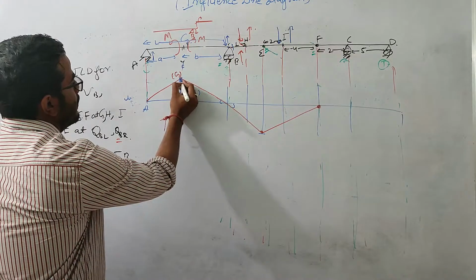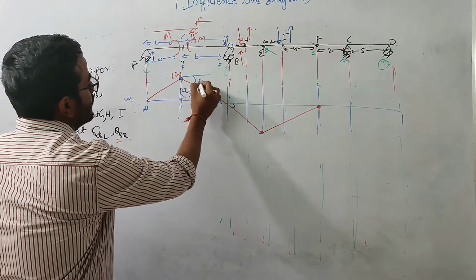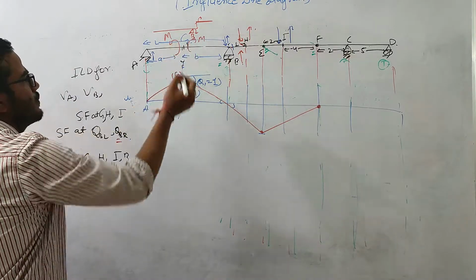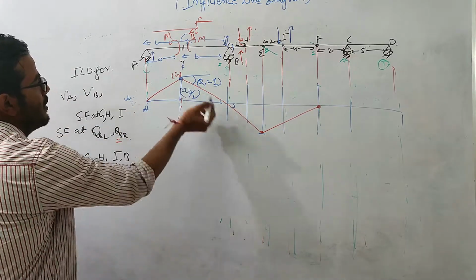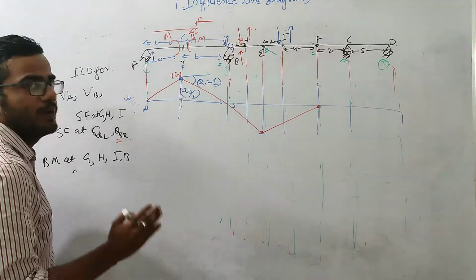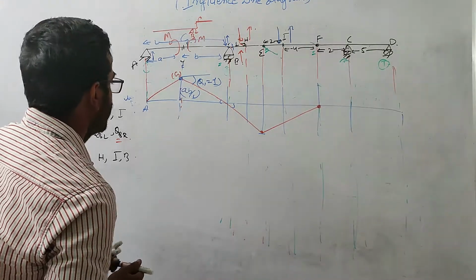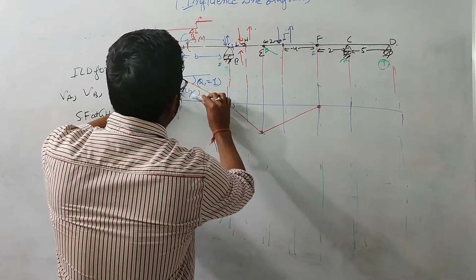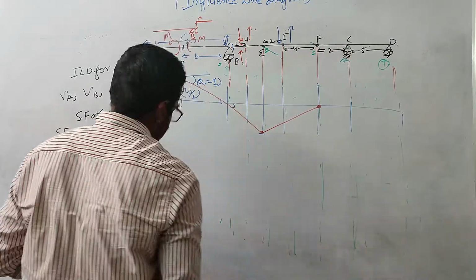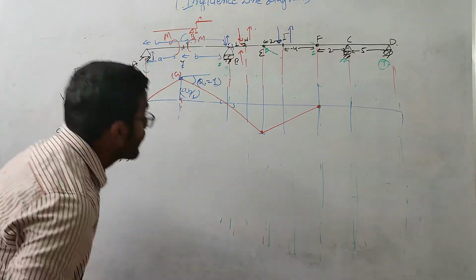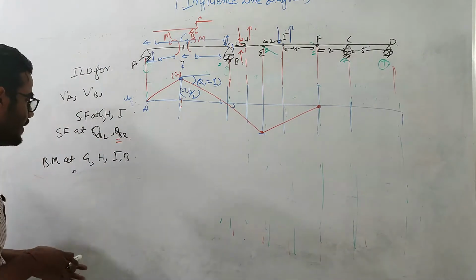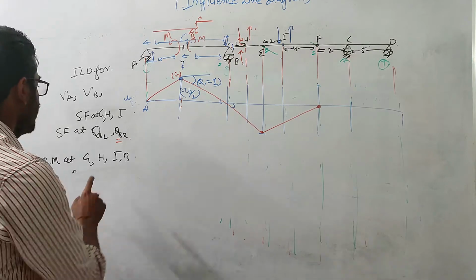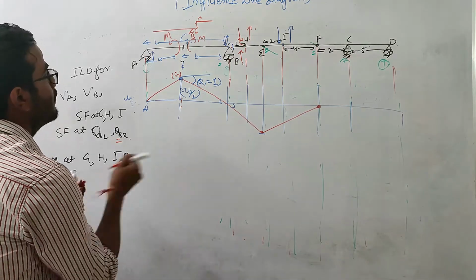So we just give the unit deformation along the direction of the movements. This portion will move upward, right? We need to maintain these boundary conditions. If we are providing it like this, it will move like this. So this is the bending moment at point G. Now we'll see what will be the bending moment for the beam for the point H.